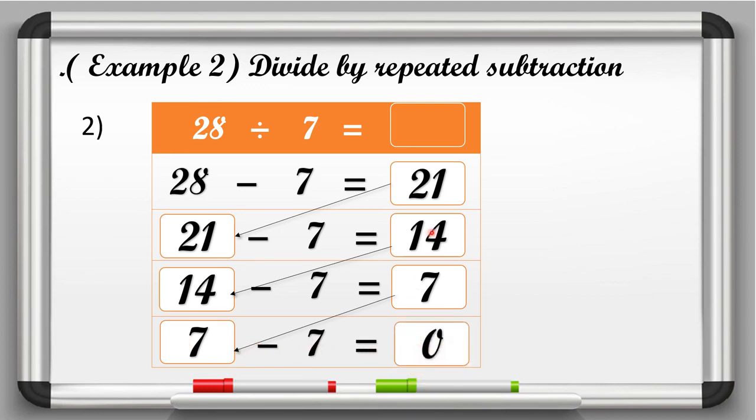Okay. So how many times we have subtracted 7? That is 1 time, 2 time, 3 time and 4 times. So how many times we have subtracted 7? That is 4 times. So we will write 4 here.